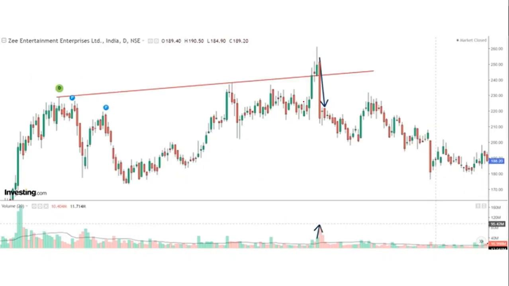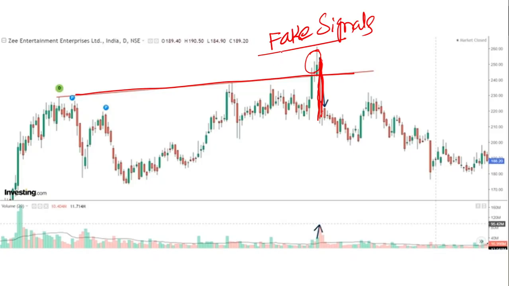Here what's happening? This is a resistance line. Here the resistance line is broken, but suddenly one big red candle came. The price is decreasing. These signals are known as fake signals. How to understand these fake signals, I will explain in the next class. For the time being, just understand that there is something like fake signals, isn't it? How to detect those fake signals, we will see, as I told you, in my next lecture.